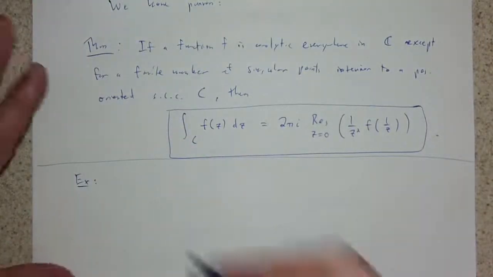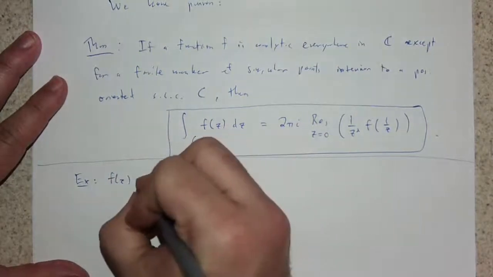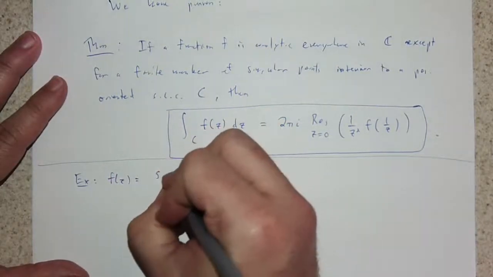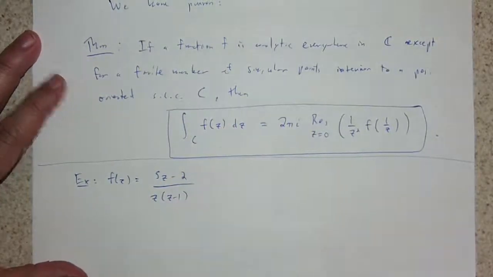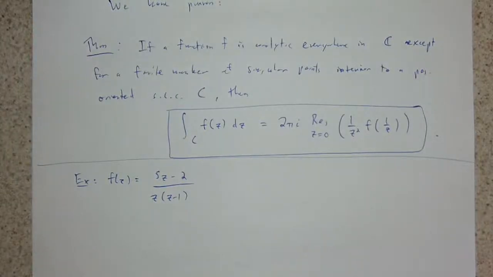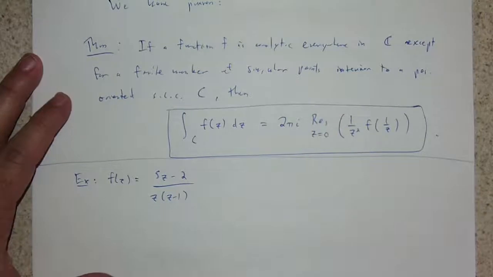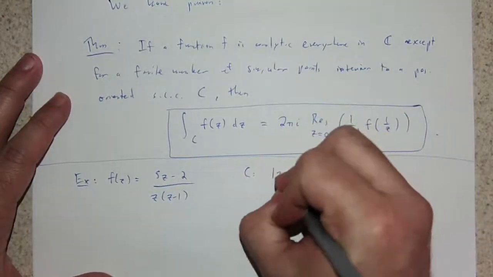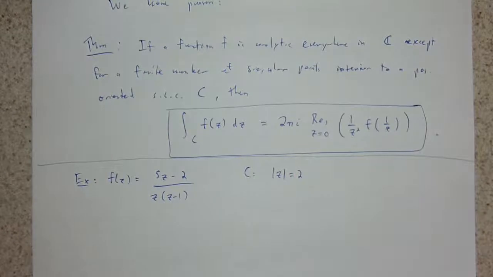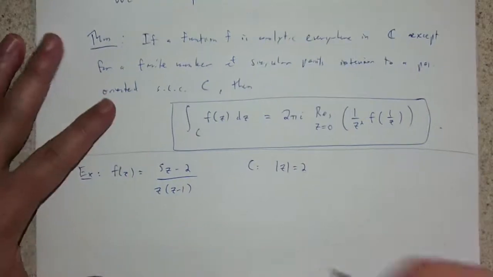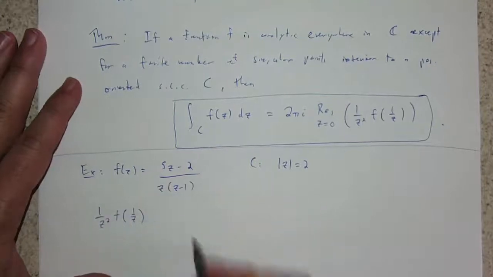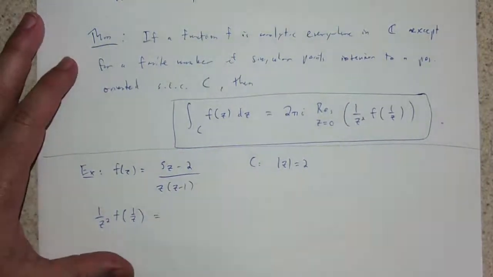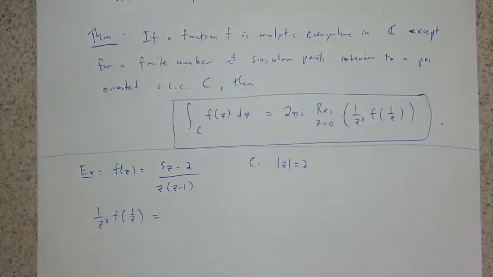Let our f of z be just like in that example, 5z minus 2 over z times z minus 1. And let C be the circle of radius 2 centered at the origin, described counterclockwise, so it's positively oriented. But note that if we look at 1 over z squared times f of 1 over z, what do I get? All right, what is this? So let's just figure out what this is exactly.